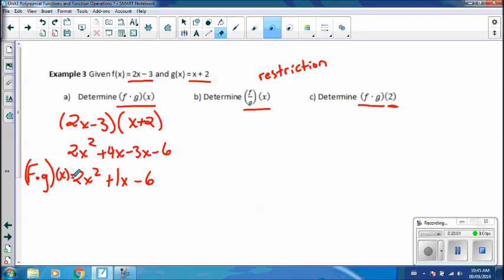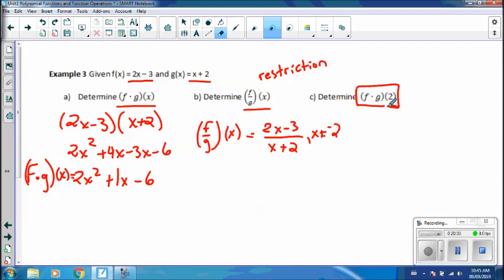And now, for the quotient function, f over g of x is going to look like 2x minus 3 over x plus 2. And hopefully you saw x cannot equal negative 2. That makes sense. That's my NPV for this denominator. And now here, I'm just going to use this function and determine what is the value when I put 2 in for x.